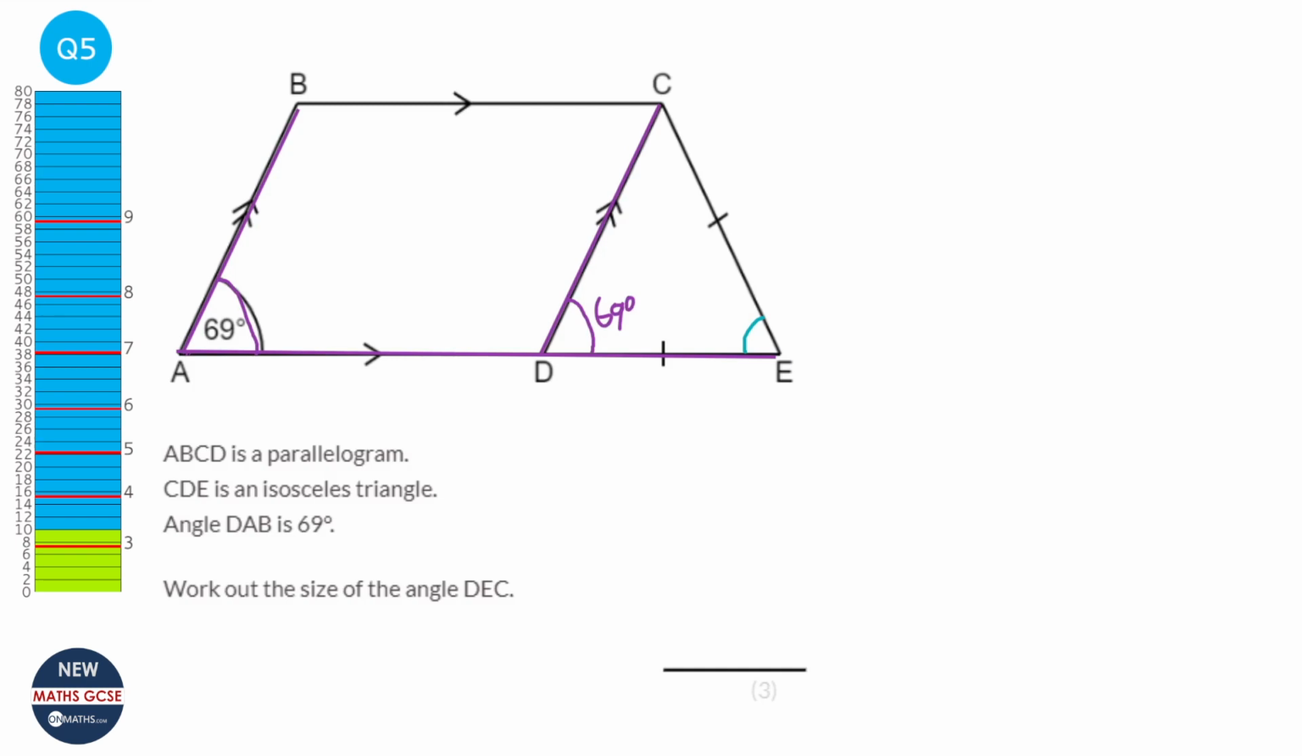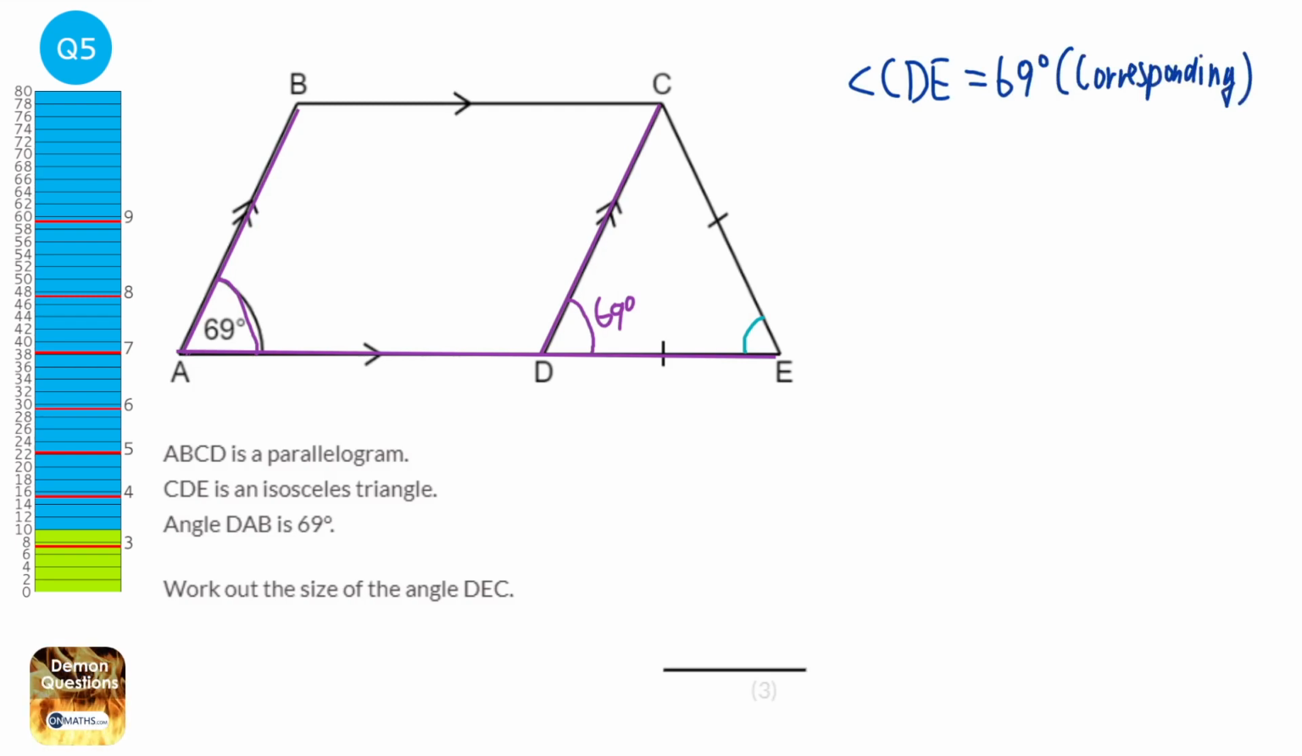So I need to write that down properly. So angle CDE equals 69 degrees because of corresponding angles. Okay. So if I know that the CDE is 69, I also will know that this angle here is 69 because they're the bottom two angles in a triangle.